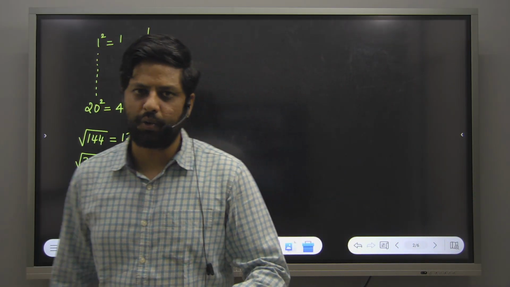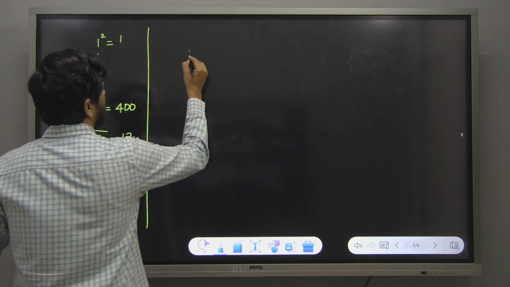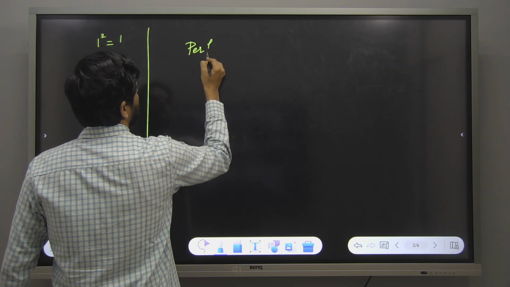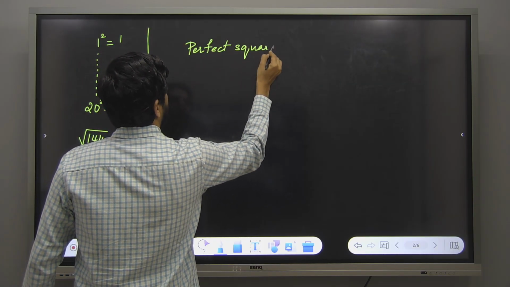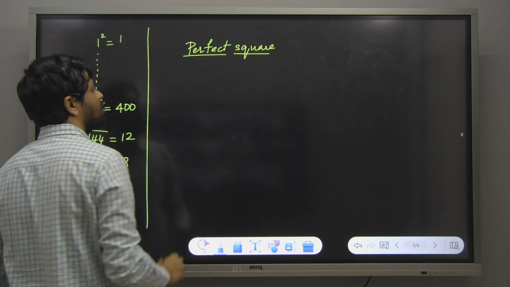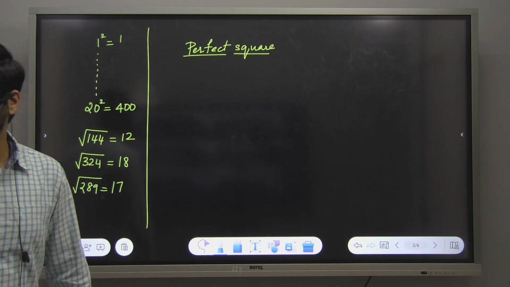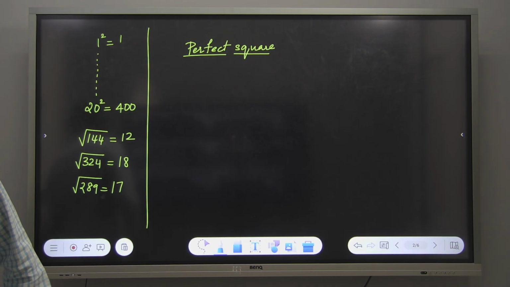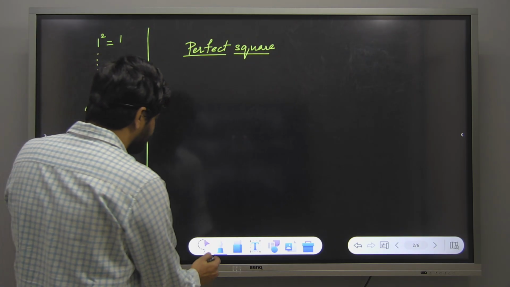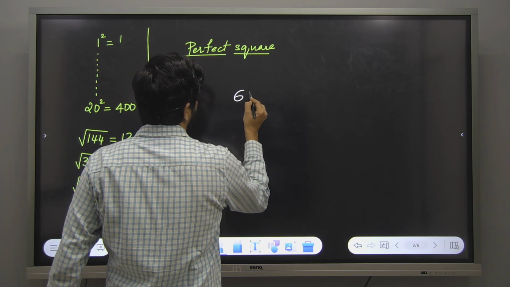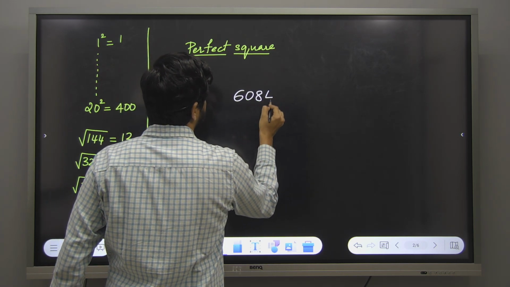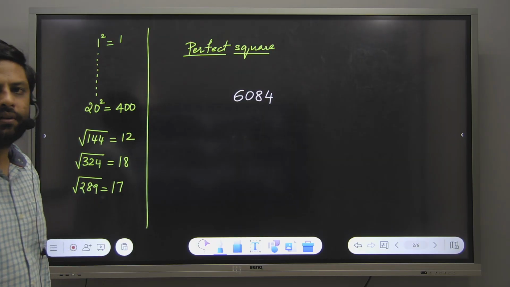But what if I give you a perfect square? We are talking only about perfect squares. If I give you a perfect square, and you have to tell me what the square root of that particular number is, how do we do it? Let me take a number. The number is 6084, say. This is a perfect square.